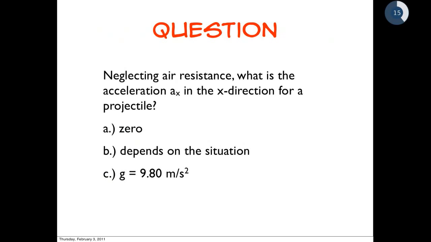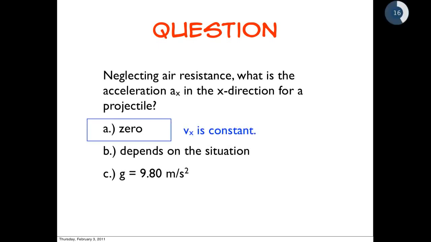So now I ask you a question. Neglecting air resistance, what is the acceleration in the x direction for a projectile? Is it A, 0, B, depends on the situation, or C, 9.80 meters per second squared?